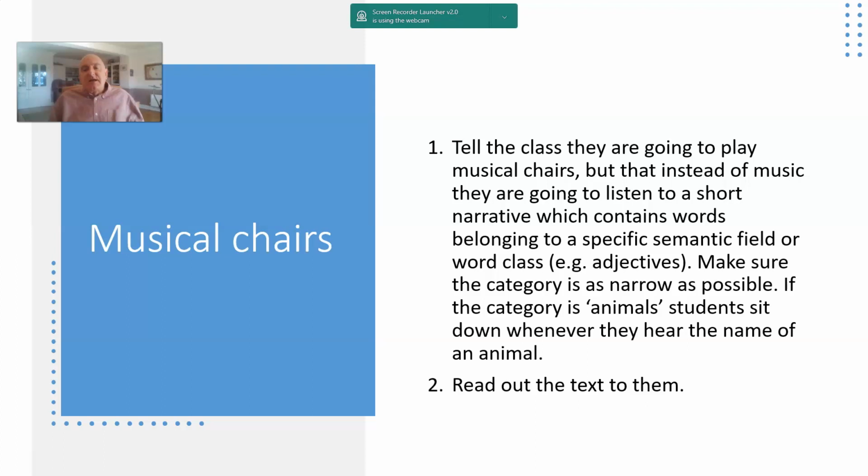Now, if that just sounds way too chaotic for you, then you could do this as a stand-up, sit-down exercise where they stay in their places. You read a description, and when they hear the animal, they sit down. So it's quite a nice, easy, low-prep activity. You could almost make these up on the spot, or if you want to be more careful, then you'd write them out in advance.